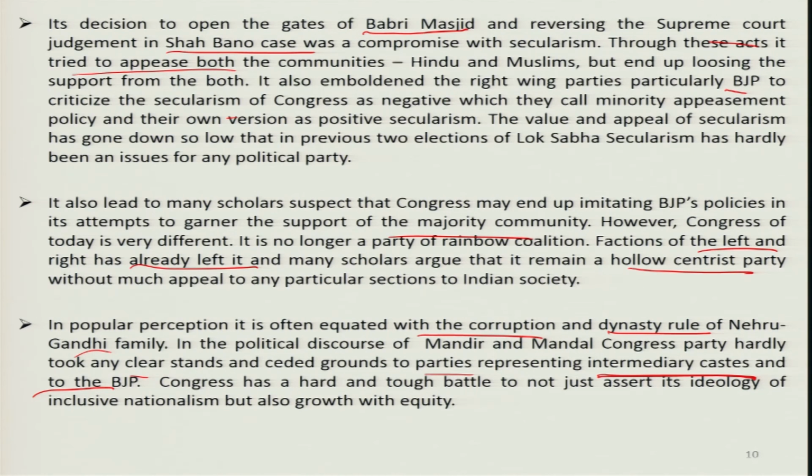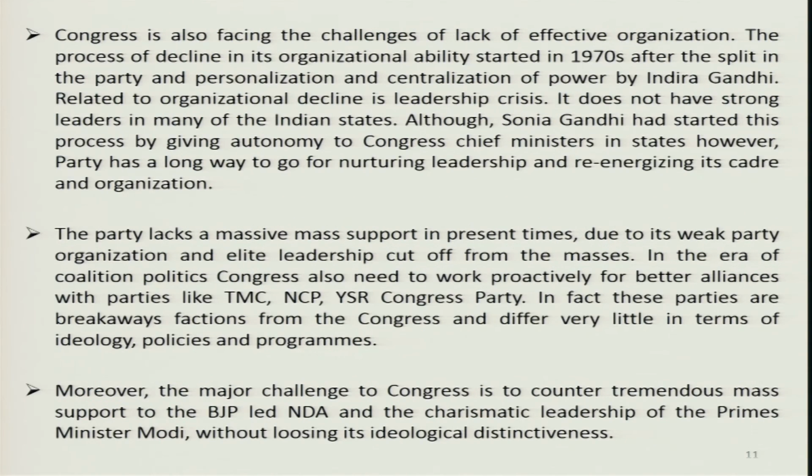So, Congress has a hard and tough battle, not just to assert its ideology of inclusive nationalism, but also growth with equity. So, this is the major challenge for the Congress party of today. Congress is also facing the problem of lack of effective organization, and the process of decline in organizational ability started in the 1970s after the split in the party and the personalization and centralization of power by Indira Gandhi, as we have discussed.